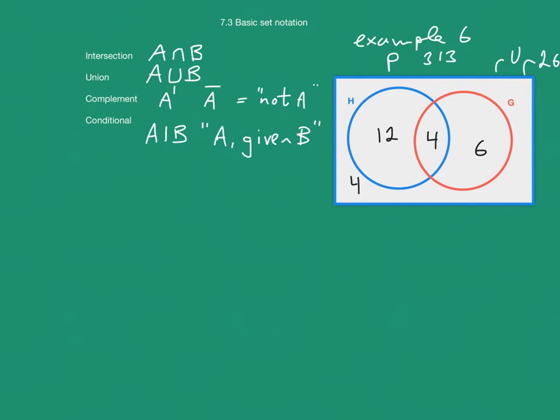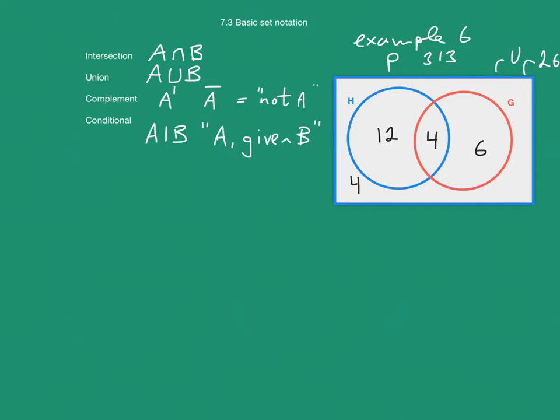Now, if we look at union, the union of H and G, what does that mean? Well, that means it's either an element of H or an element of G or an element of both. The union is everything inside the 2 circles. So this is the union of H and G.